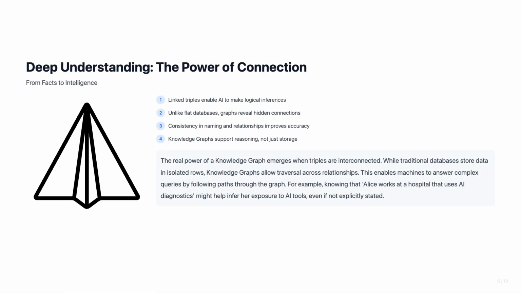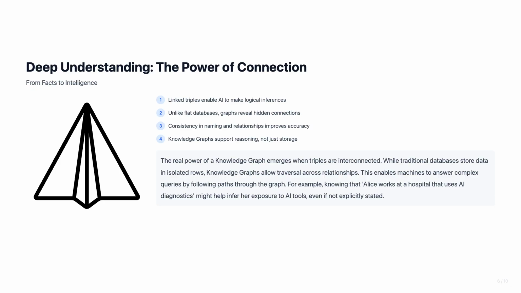Now we're ready to explore the magic of knowledge graphs, not just storing facts, but making them work together. Imagine you know two simple things. First, that Marie Curie worked on radioactivity, and second, that radioactivity is used in cancer treatment.